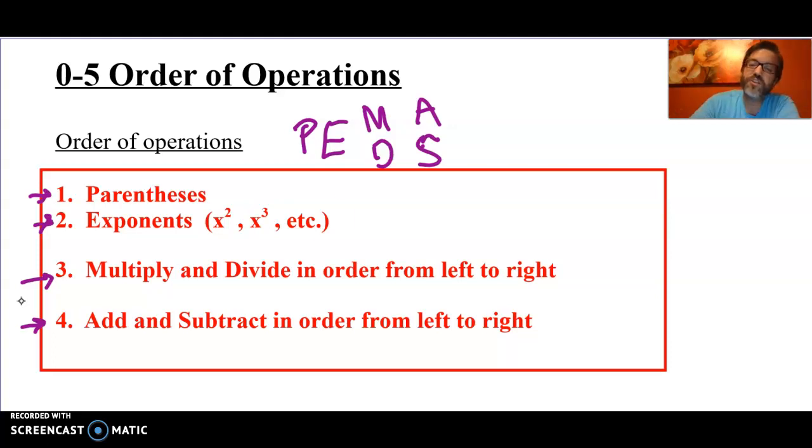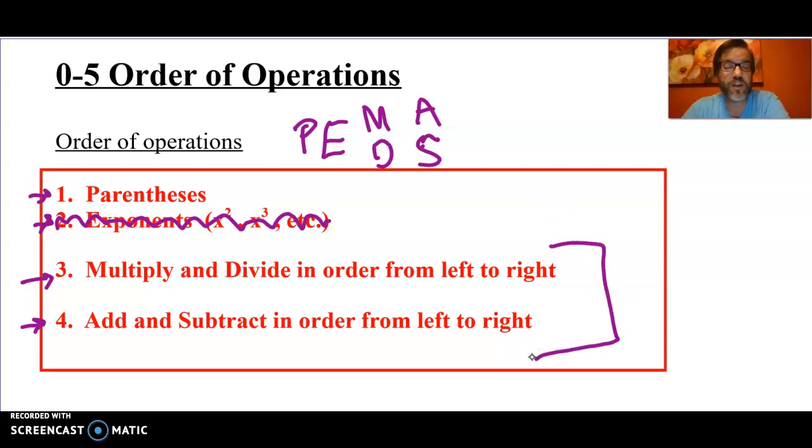Now, we aren't going to talk about the exponents today. Okay, we'll get to that later this year. We're really going to focus on multiplying, dividing, adding, and subtracting when doing our order of operations today.